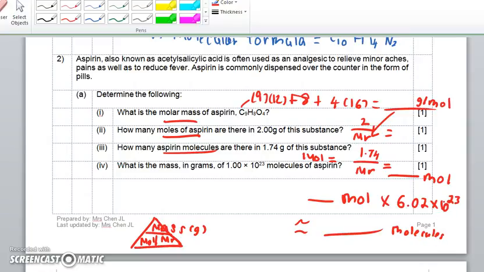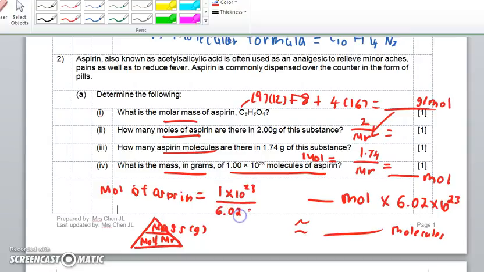Finally, what is the mass in grams of 1 times 10 to the power 23 molecules? I know 1 mole has 6.02 times 10 to the power 23 molecules. So this number of molecules, in moles of aspirin, is 1 times 10 to the power 23 over that. For the O-level track, we learn it as 6 times 10 to the power 23, but for IP, it's 6.02 times 10 to the power 23.